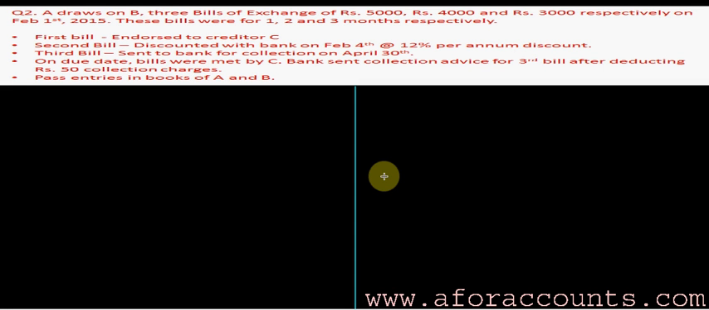Question number 2 on bills of exchange. I have two parties. I can see here A draws on B. So I have two parties, and at the end of the question I can see past entries in books of A and B. So let me just make books of A and books of B and start.